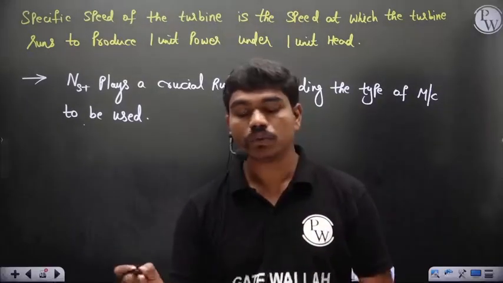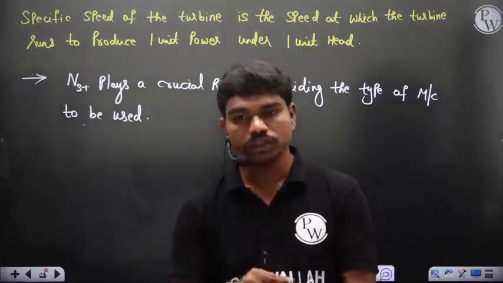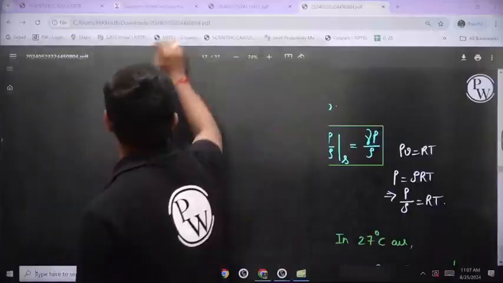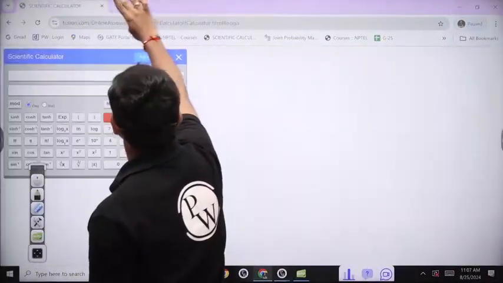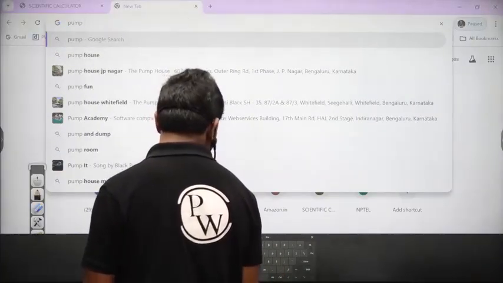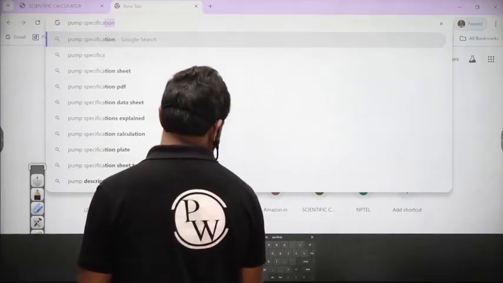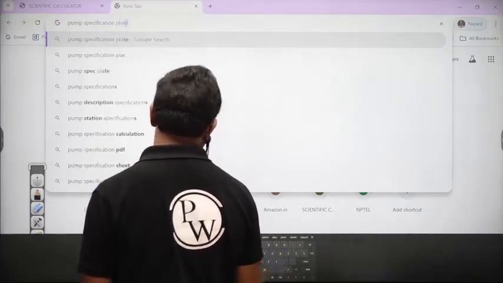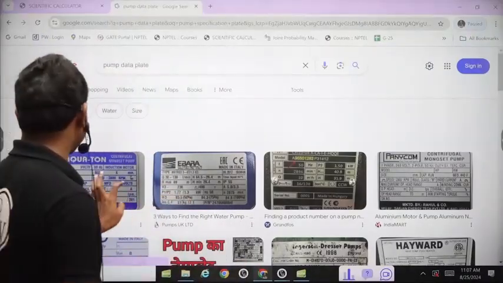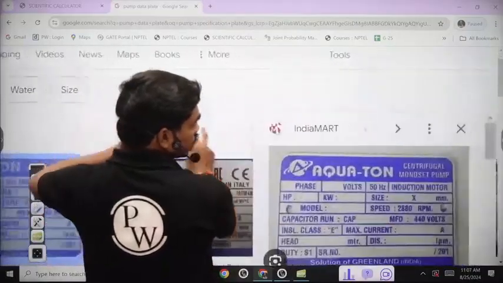They'll ask you what is the specific speed. Normally they'll ask you the power requirement, all these things, then they'll ask you what the specific speed is also. If you open any pump, I'll maybe show you one. Pump specification plate. If you check the pump data plate, for example, this one is of a centrifugal pump.